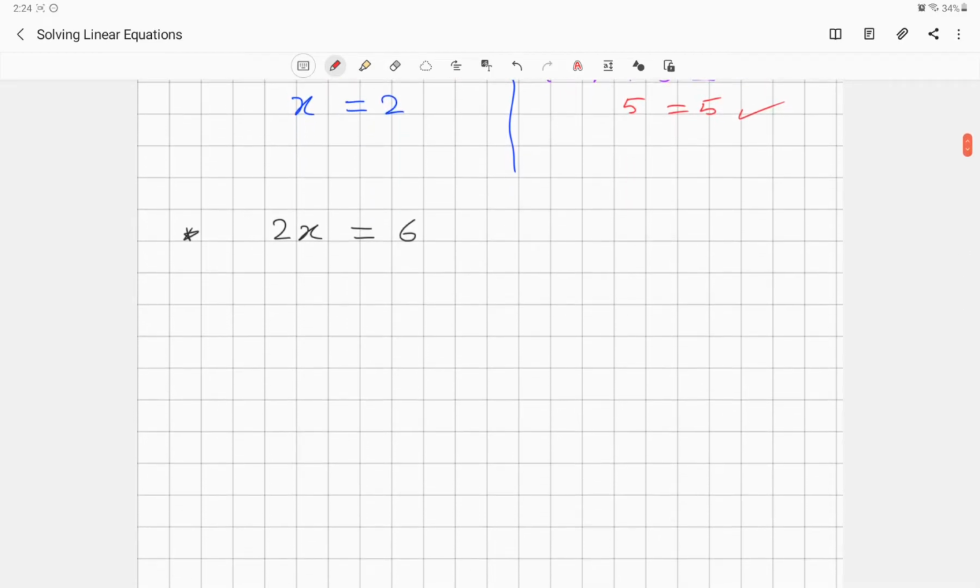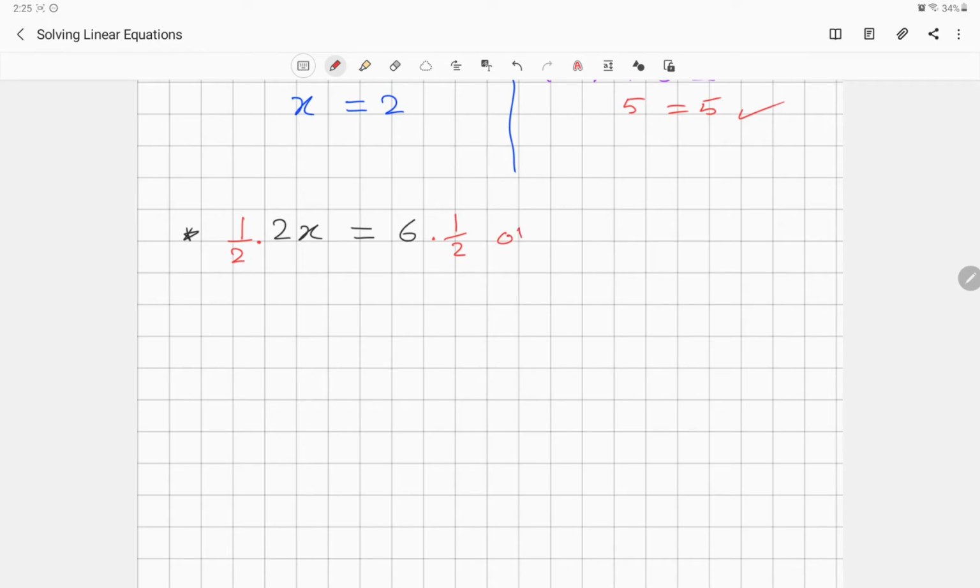And this is another one-step linear equation. 2x equals 6. 2x means 2 times x. So in order to isolate x, I have to apply the opposite, either by multiplying by half, which is the multiplicative inverse of 2, multiply by half, both sides.